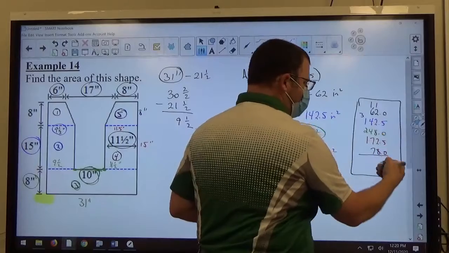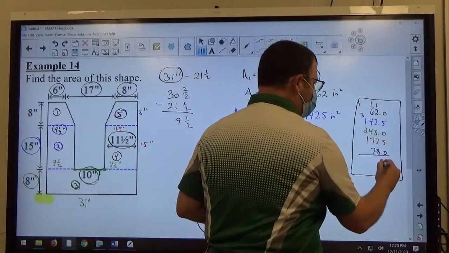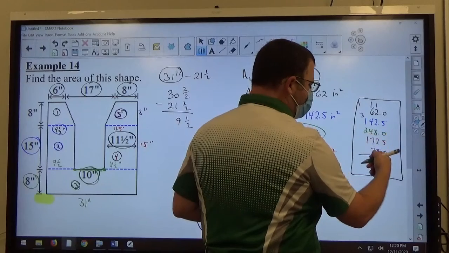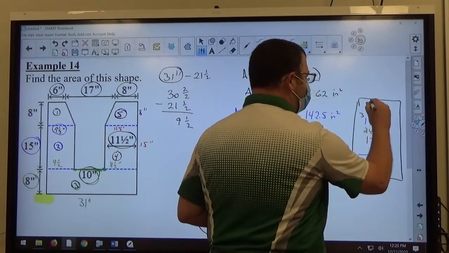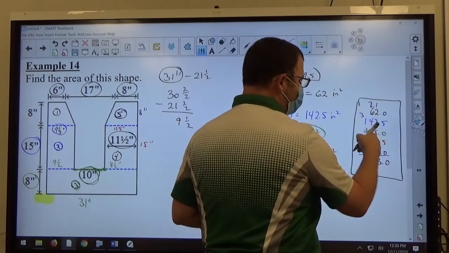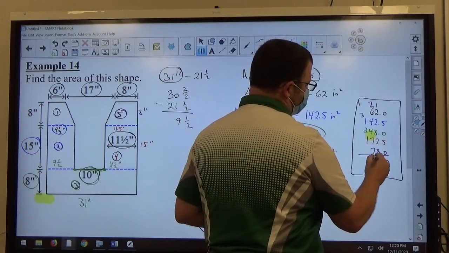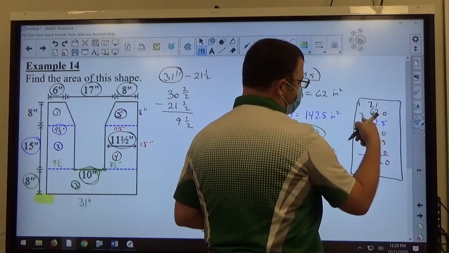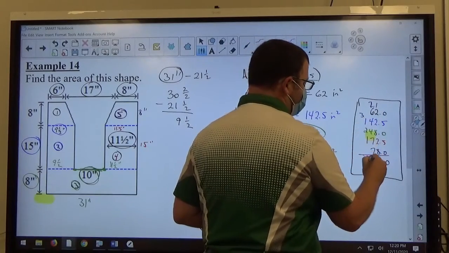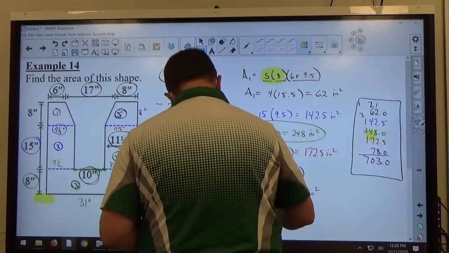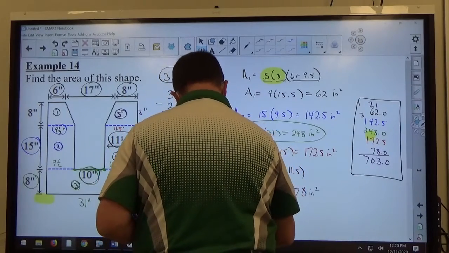So that's still 0, carry the 1, decimal point. 5, 6, 7, 15, 23, carry the 2. 12 plus 4 is 16, plus 14 is 30, carry the 3. 3, 4, 5, 6, 7, so 703 square inches is the right answer.